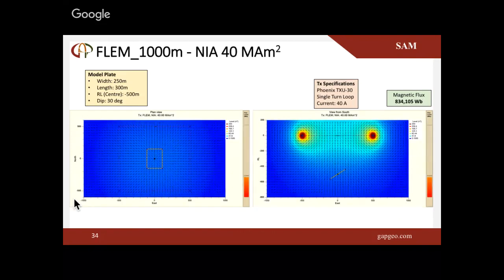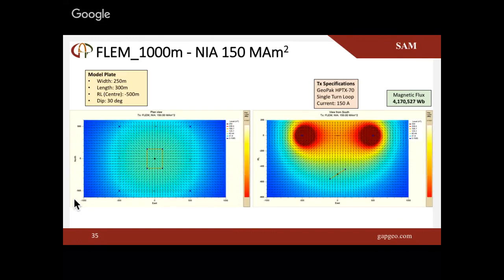And just finally, a fixed loop EM system, 1,000 by 1,000 metres with a conventional transmitter versus the HPTX, again with a moment of about 4 million. I think it's just important for a lot of our clients, my clients at least, to understand what the limitations are with airborne EM, because there's a lot of dependence upon them as being the be all and end all, but they're not.